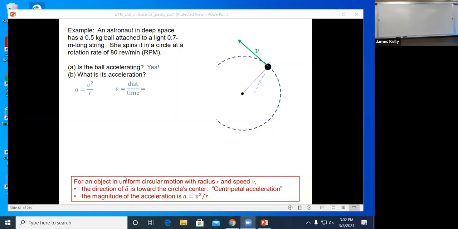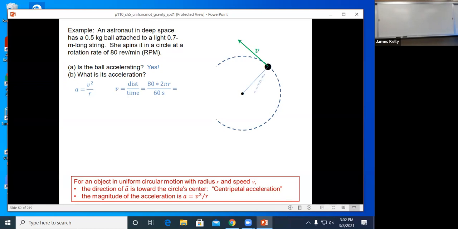I just wanted to remind you of the two big facts of the first part of this chapter that we're going to be using. That is what's in red down at the bottom of this. What we figured out is that when an object is in uniform circular motion, that means moving in a circle at constant speed, the acceleration is always a vector that points toward the center of the circle. Its magnitude is v squared over r, where v is the speed you're moving at and r is the radius of the circle that you're on.